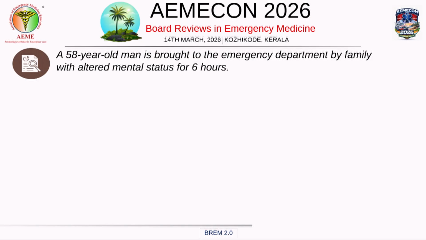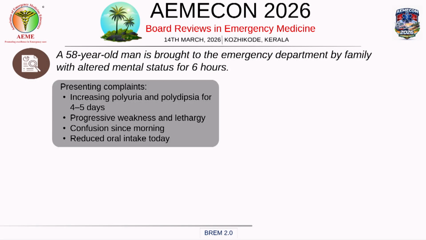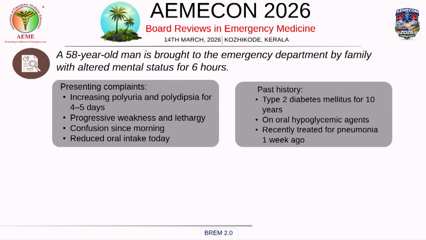This is a case scenario. We have a 58-year-old man who is brought to the emergency department by the family with altered mental status for the past 6 hours. The presenting complaints were increasing polyuria, polydipsia for 4 to 5 days, progressive weakness and lethargy, confusion since morning, and reduced oral intake. The past history showed that he was a type 2 diabetes mellitus patient for the past 10 years and on OHAs, and he was recently treated for pneumonia around 1 week ago.